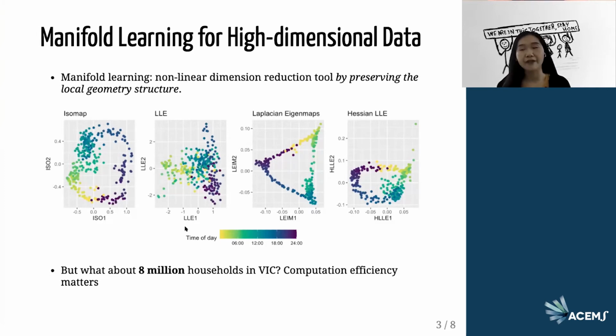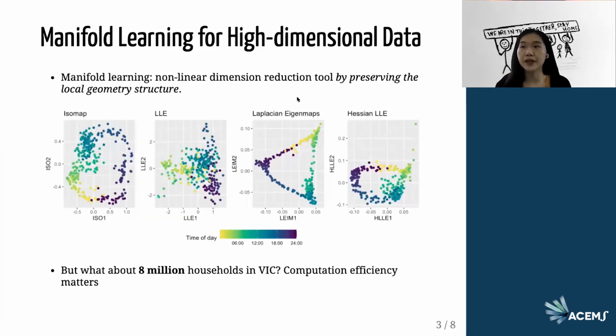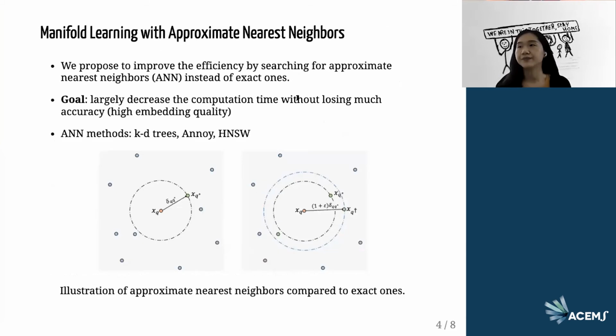But what if you have 8 million households in Victoria? The computation efficiency matters. Since manifold learning works by preserving local structure, there are nearest neighbors involved. Therefore, we propose to improve the efficiency by searching for approximate nearest neighbors instead of exact ones.